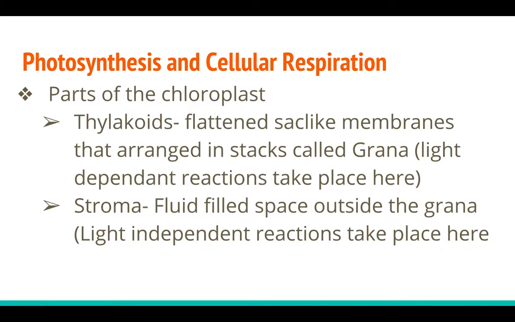Before we get into the second part of photosynthesis, we need to talk about parts of the chloroplast. The first part of the chloroplast that you need to be aware of is called the thylakoids. They're flattened sac-like membranes that are arranged in stacks called grana, and this is where the light-dependent reactions take place. The stroma is a fluid-filled space outside the grana, and this is where the light-independent reactions take place. So you should know what those two places are and what happens in each of those places.